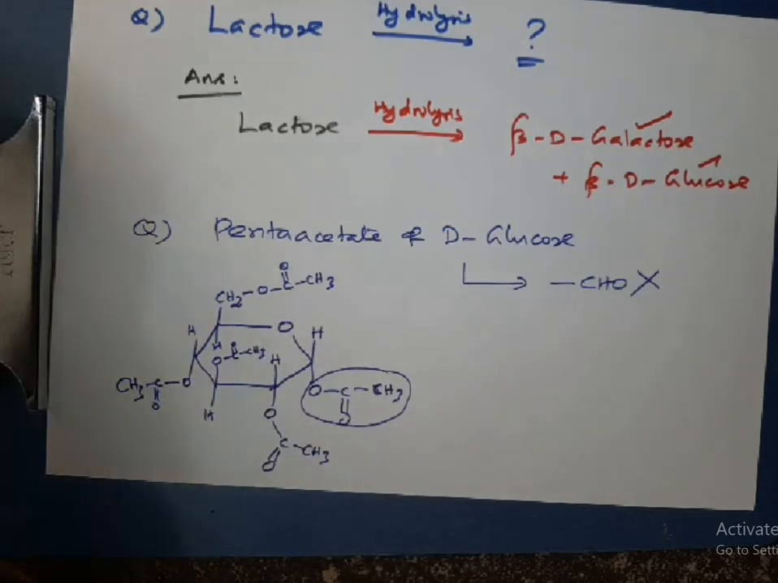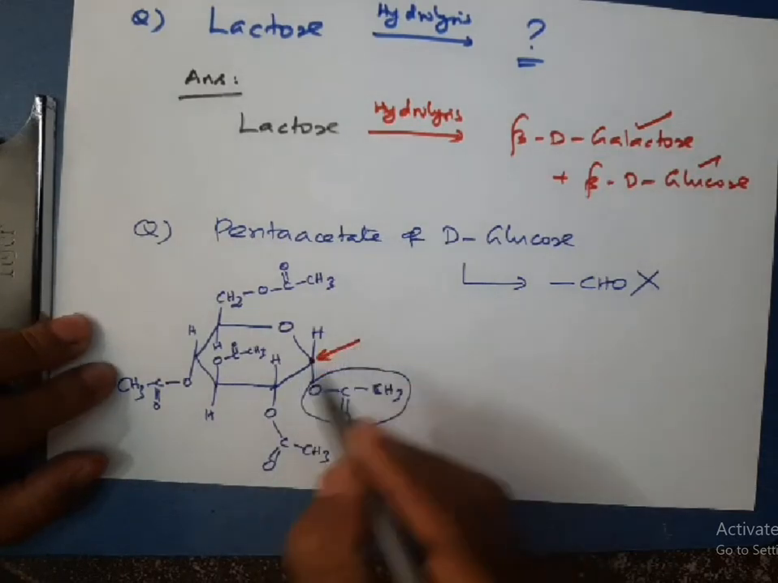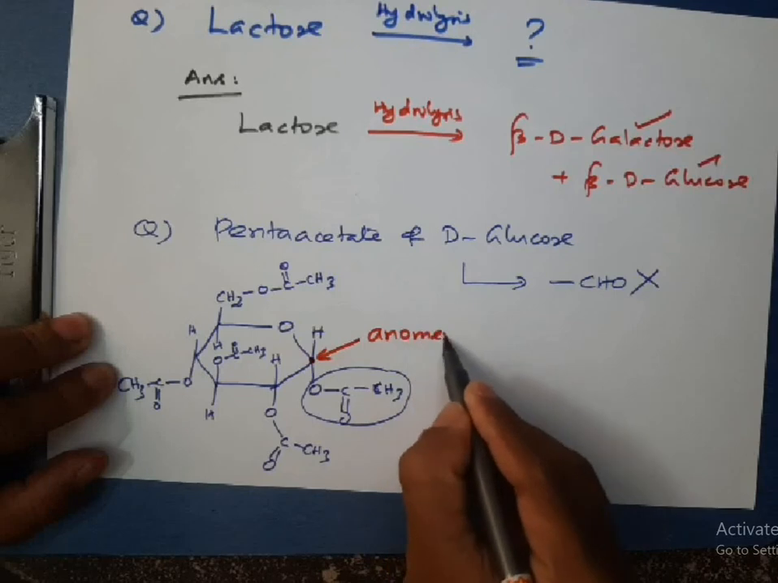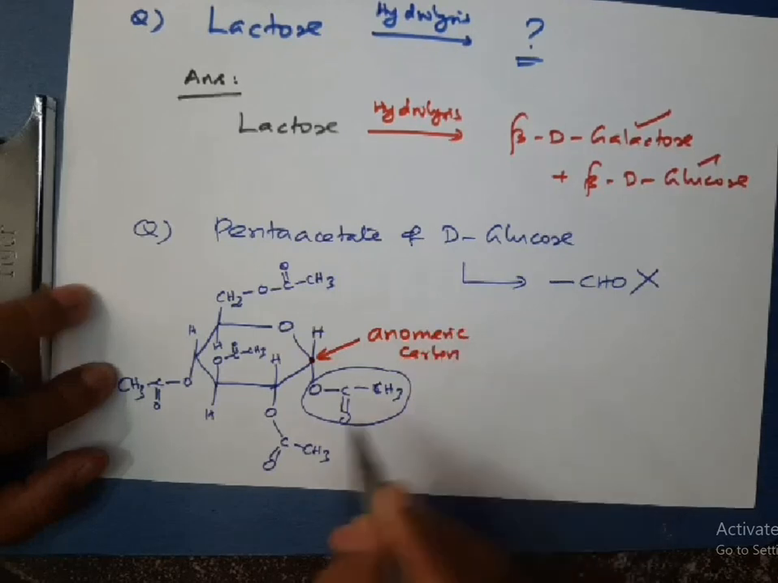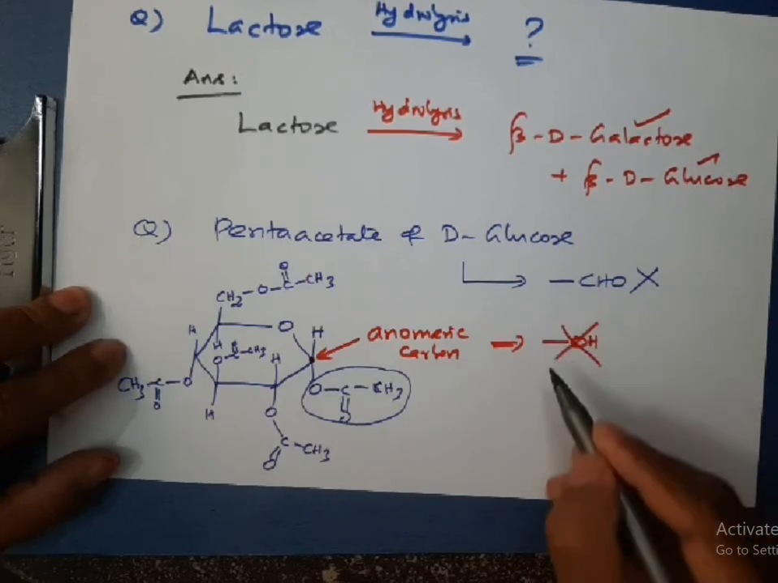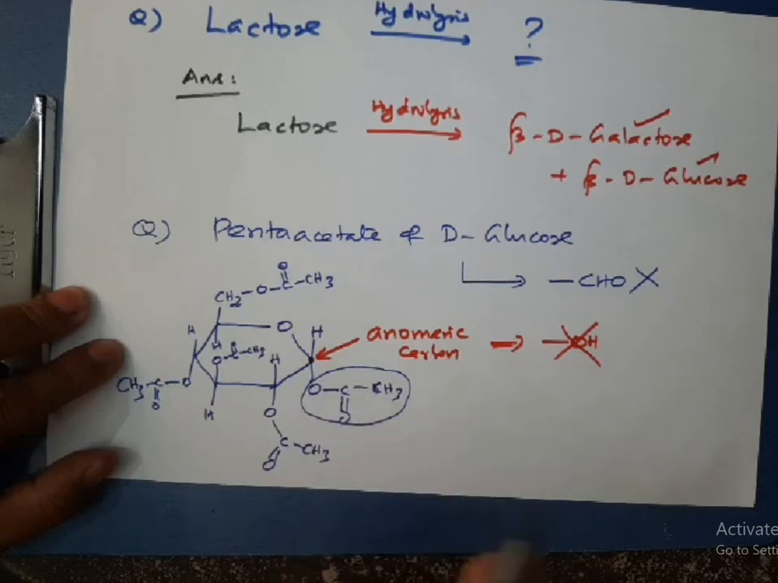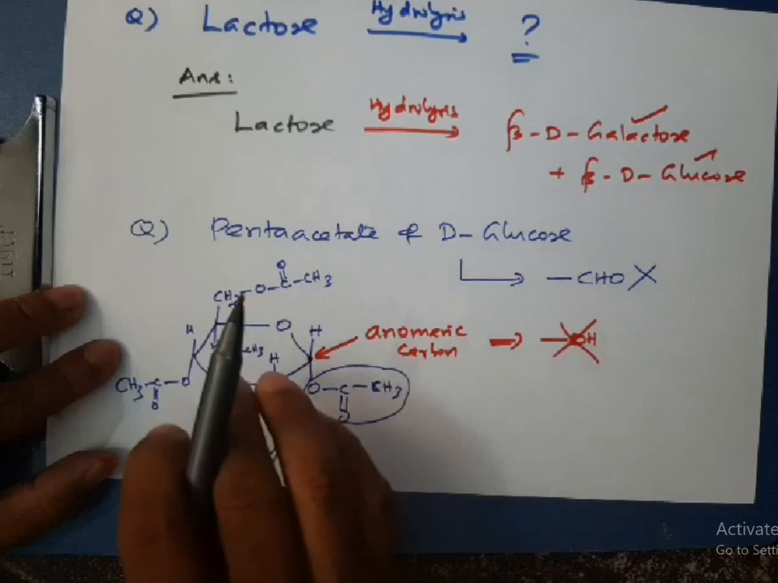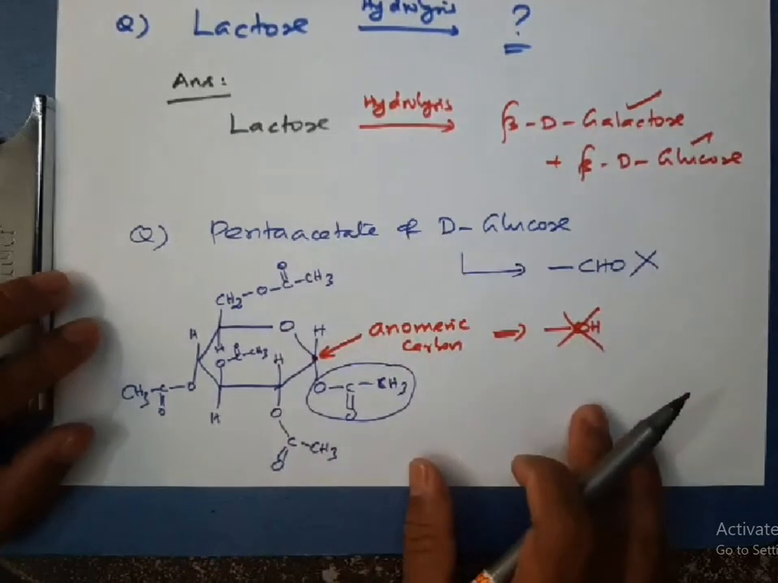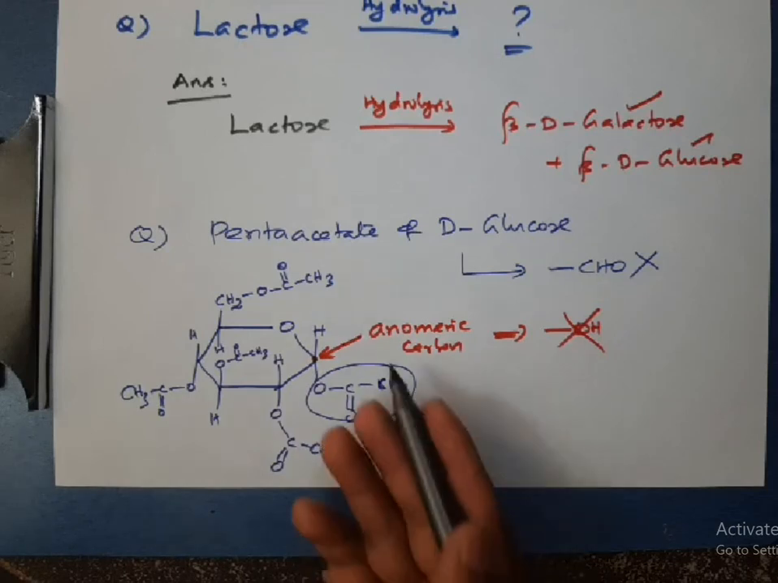Now listen, students. In the C1 carbon, that is the anomeric carbon, there is no free OH group. The group present is the acetate group, not OH. If an OH group were there and I put this compound in basic medium, the ring would open up and you would get a free aldehyde group. But there is no OH group now. Therefore, the anomeric carbon does not contain an OH group.